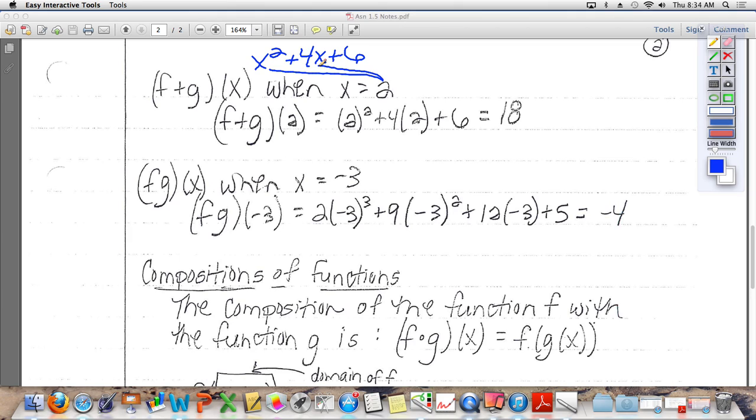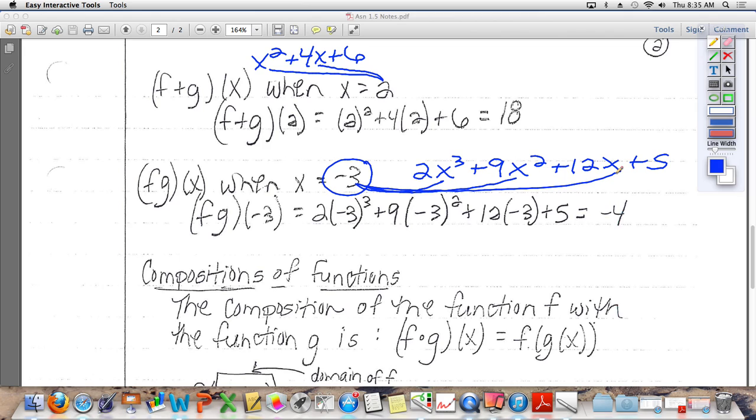F times g of x, figure out what that is when x is equal to -3. It's on the previous page, I could scroll up, but was it 2x cubed plus 9x squared plus 12x plus 5? Is that what it was? Alright, so all you need to do there is take this value of -3, plug it in for all of your x's and get an answer of -4. Probably not a big deal.